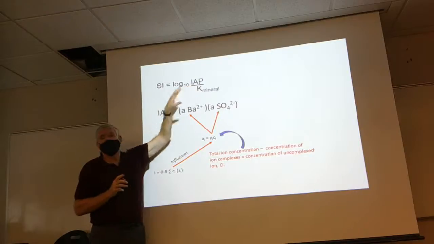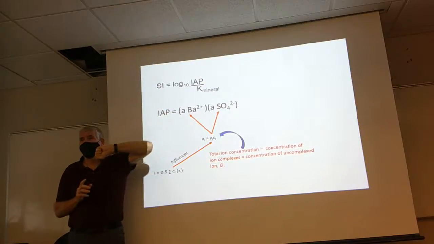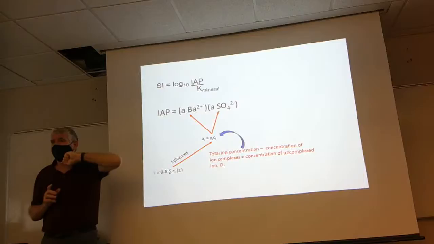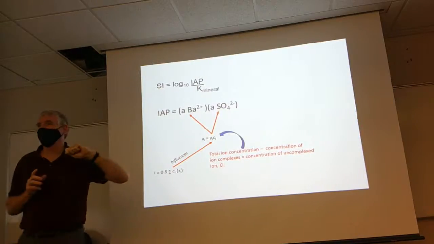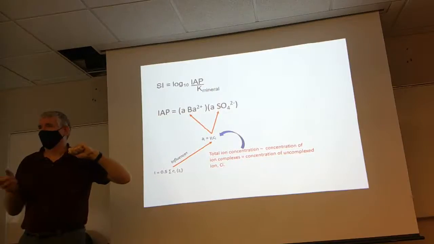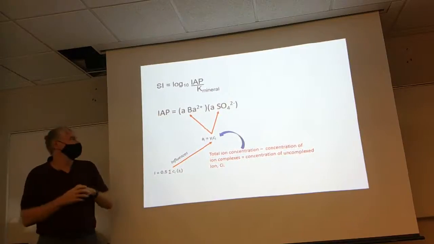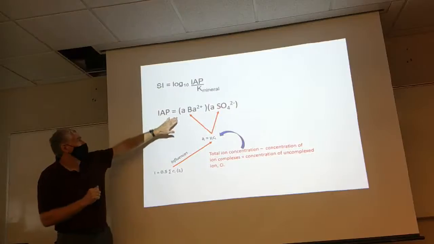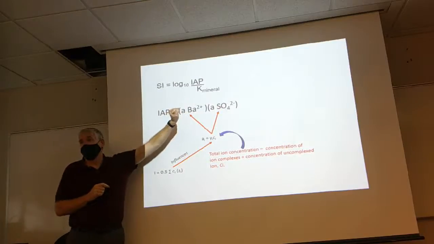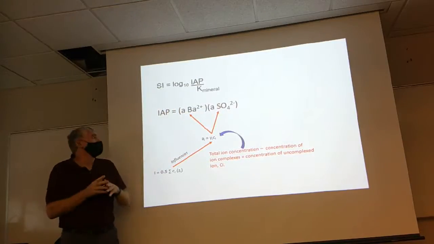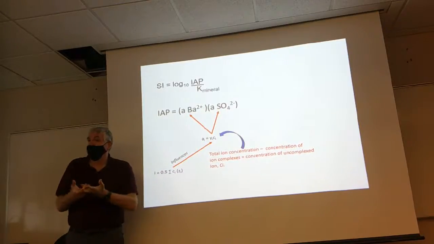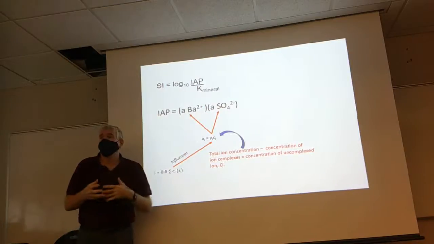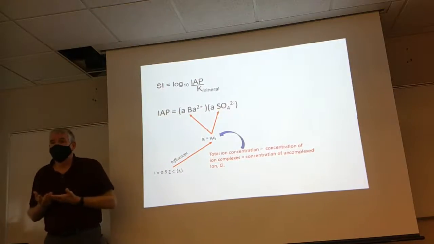What's IAP? That's your actual data. Remember what that stands for? Ion activity product. Yes, that's the ion activity product. So that's the real data here, right? We're going to go out in the field. We're going to measure the concentrations of barium and sulfate within the water itself.